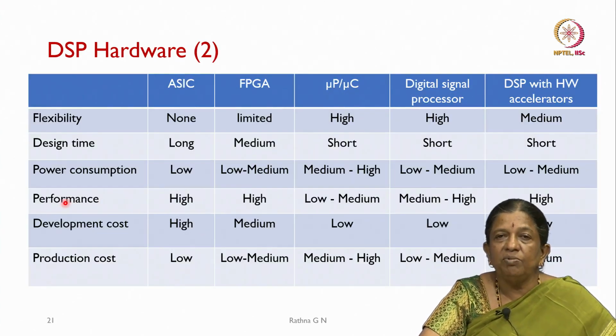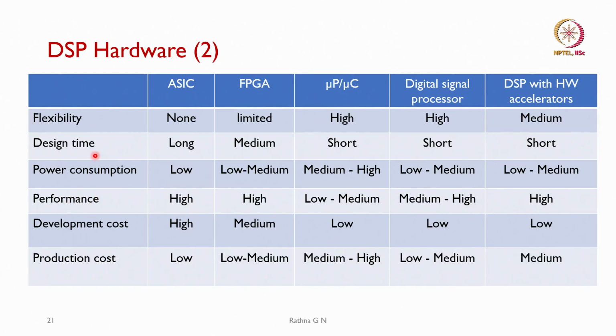So, this table gives you the advantages and disadvantages in terms of flexibility, design time, power consumption, performance, development cost and production cost. You will see that for ASIC, I do not have any flexibility, as I mentioned in the previous slide, that once you have designed it, any change you want to incorporate, you have to redesign. So, I will not have any flexibility in change of design.